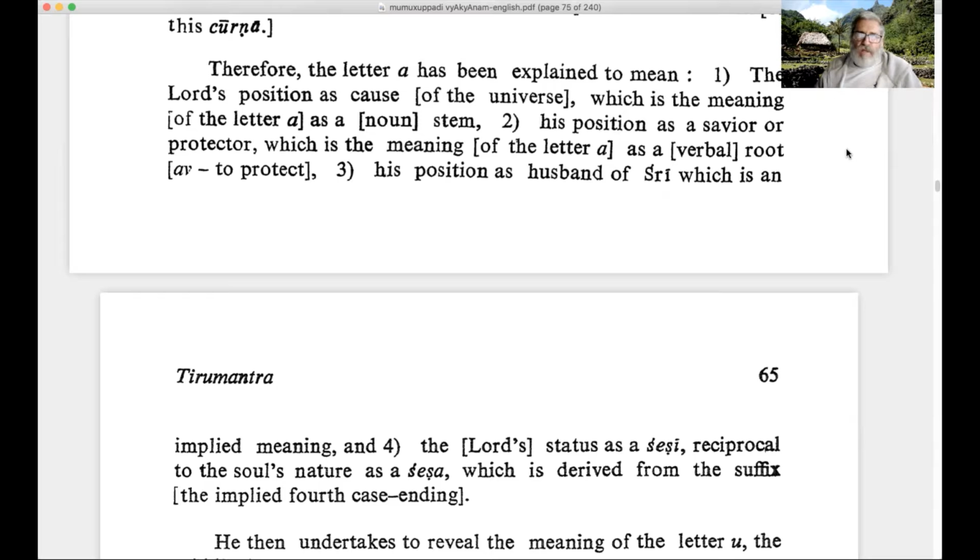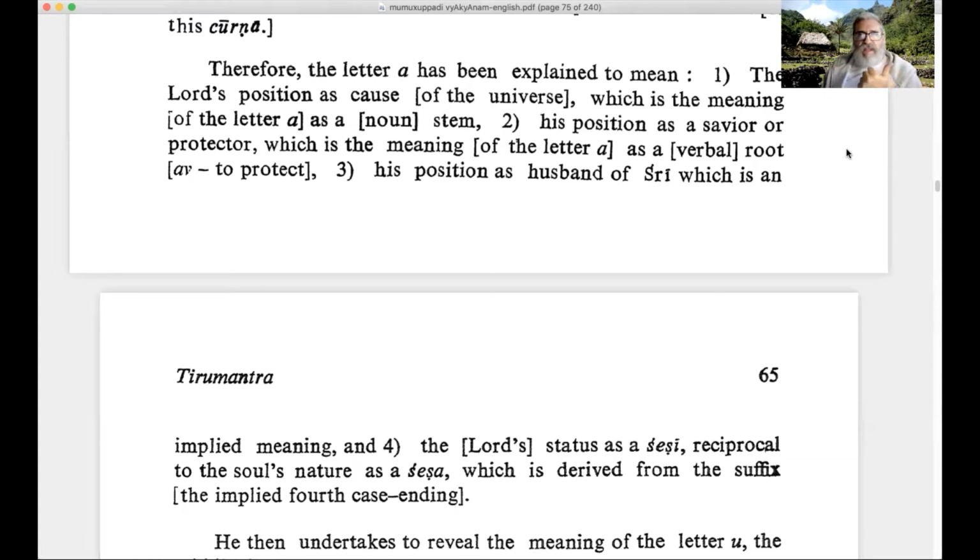So these 2,200 verbal roots are changed in certain ways, and they become other words. So if we consider the letter A to be a noun, it means the Lord is the cause of the universe. If we consider the letter A to be a verbal root, then in the list of verbal roots, it's the root av, and av means to protect. So he's the cause of the universe. He protects everything. He protects his property, which is the souls and the universe. Everything is his property. He owns and controls everything.